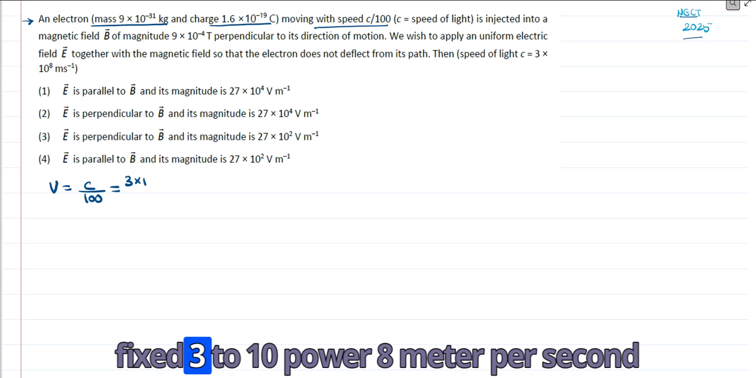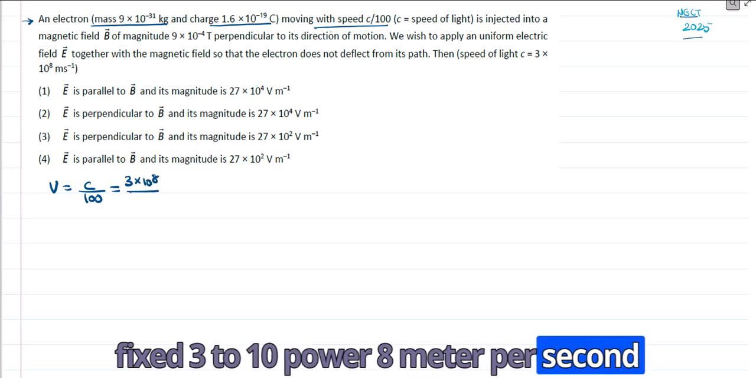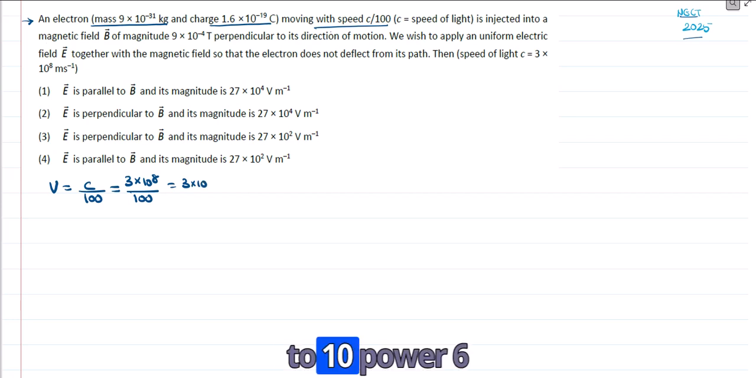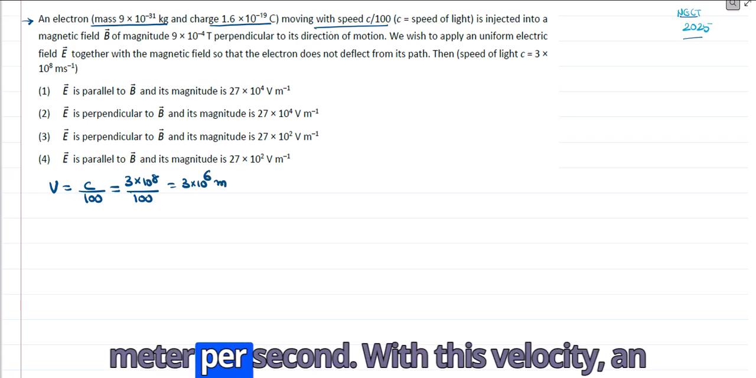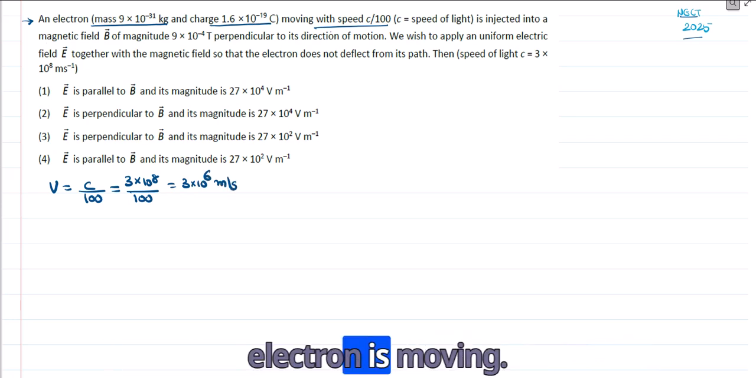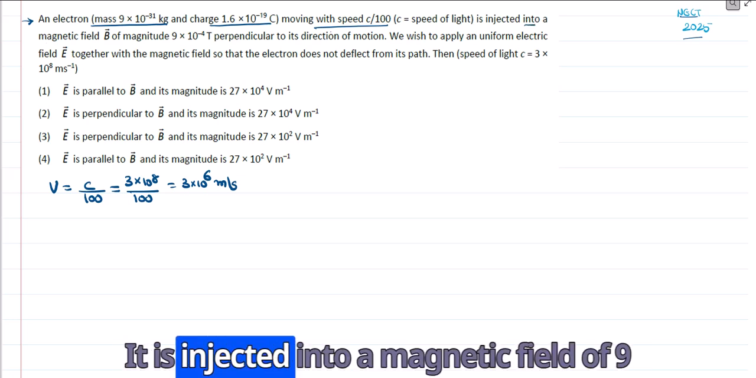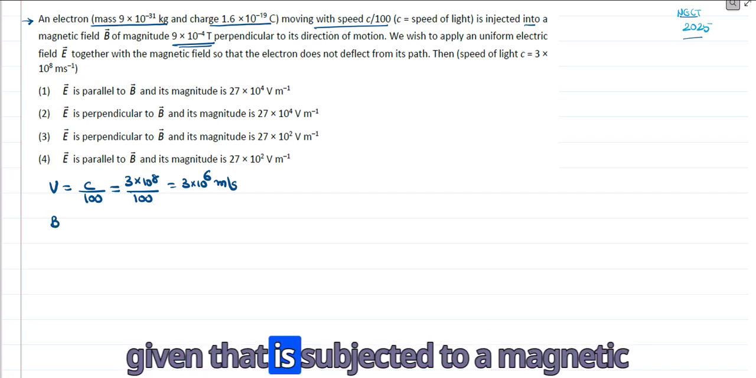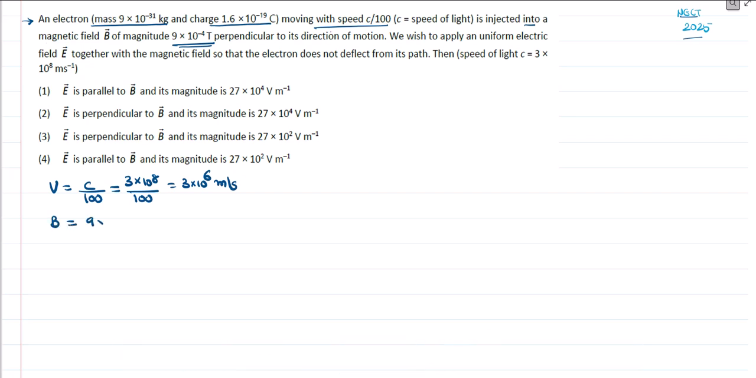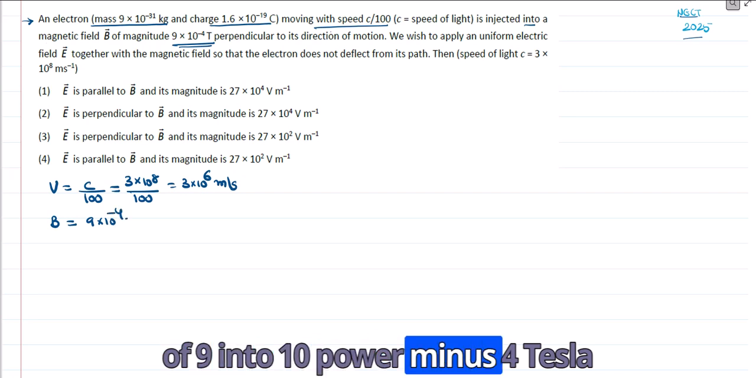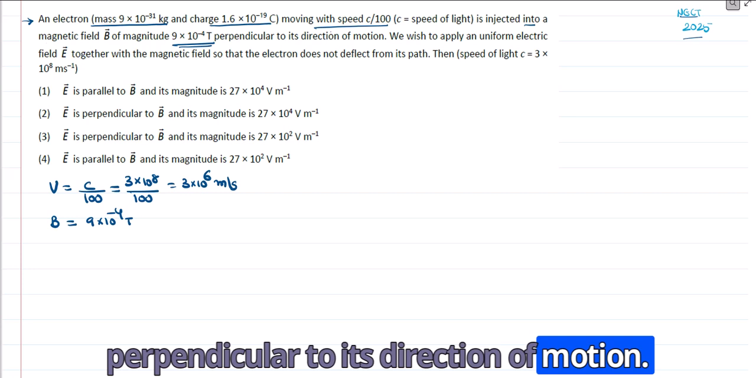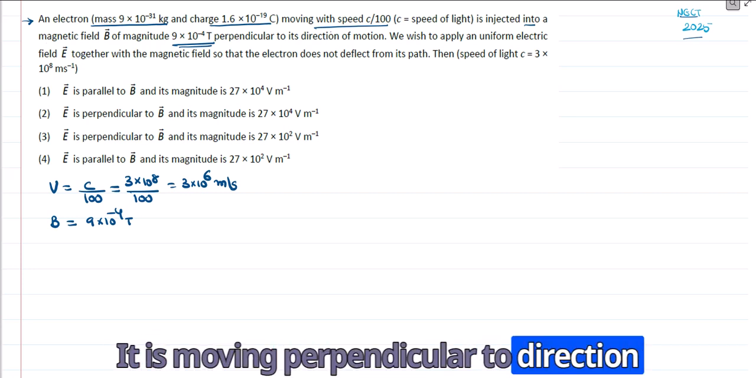So, velocity of an electron is given as c by 100, where c is the velocity of light, which is 3 into 10 power 8 meter per second. So, velocity is 3 into 10 power 6 meter per second. With this velocity, an electron is moving. It is injected into a magnetic field of 9 into 10 power minus 4 Tesla, perpendicular to its direction of motion.